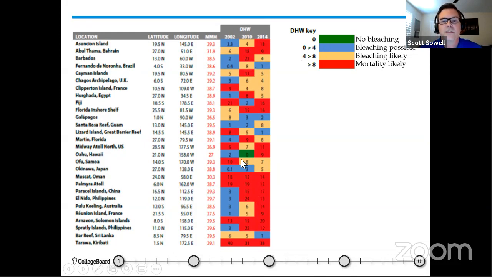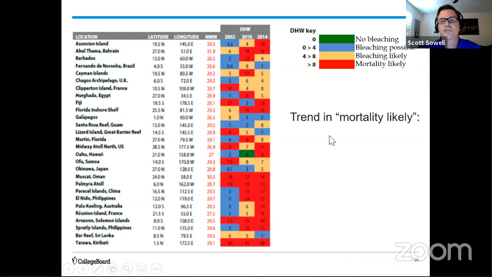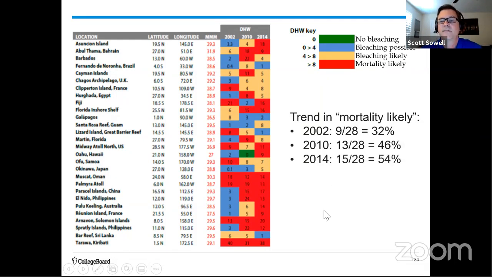No bleaching really only occurred in one little spot right here in Hawaii. Everywhere else either said that bleaching was possible, likely, or mortality was likely. So let's take a look and see if we see any trends in mortality likely. If we just scan through these three columns, on a quick visual capacity, we can see that there's more red as we go to the right. And in fact, in 2002, there's about 32% mortality likely. In 2010, 46%, and 2014, 54%.